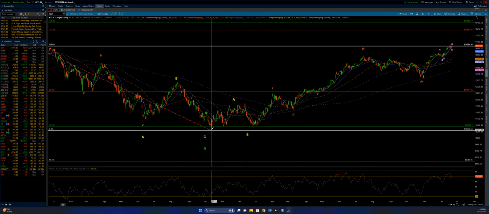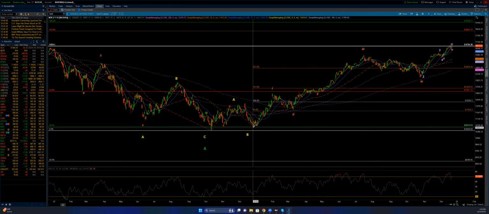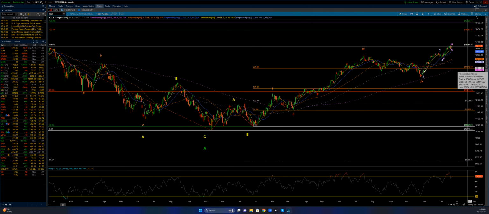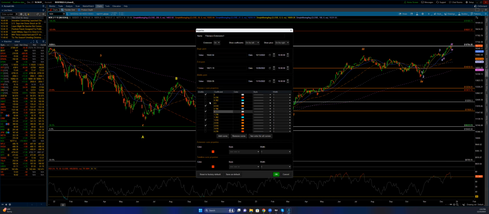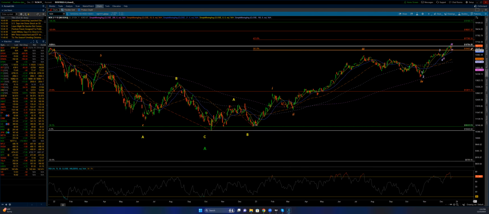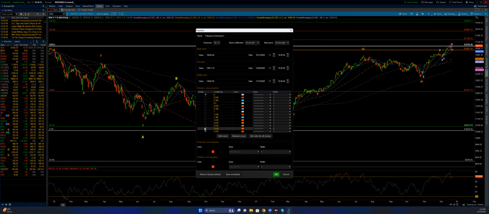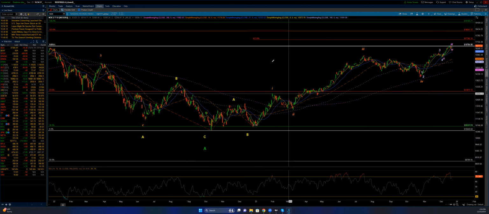Okay, so what can we say about the primary C wave? Well, we already see that we went right through 2.618. Well, we go back, we edit, and we can take all those off because they're no longer valid. Let's look at 3.618 and 4.236. 3.618 is 16,401. Right, we got that. We just go edit that. I'm going to take that right out. So what do we have left for the C wave?